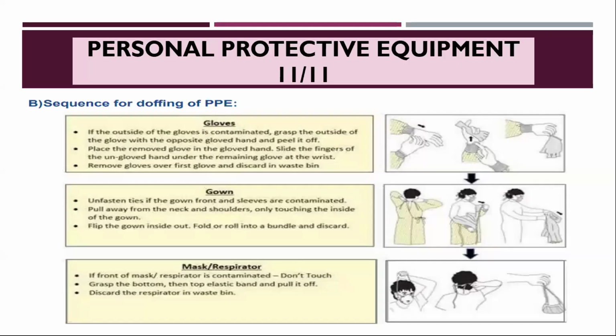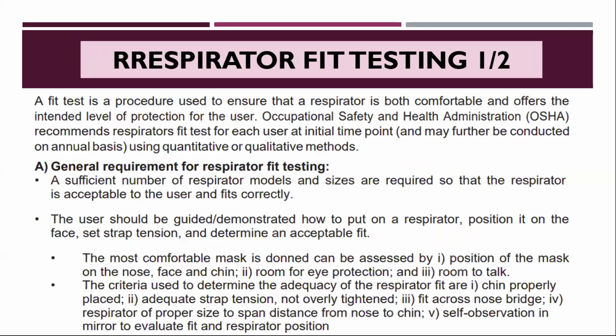But just this is the reverse order. So first remove the gloves, then you remove your gown, and last to remove is the mask and respirator. And then all this should be discarded in the waste bin. These are the different ways of testing the respirator.